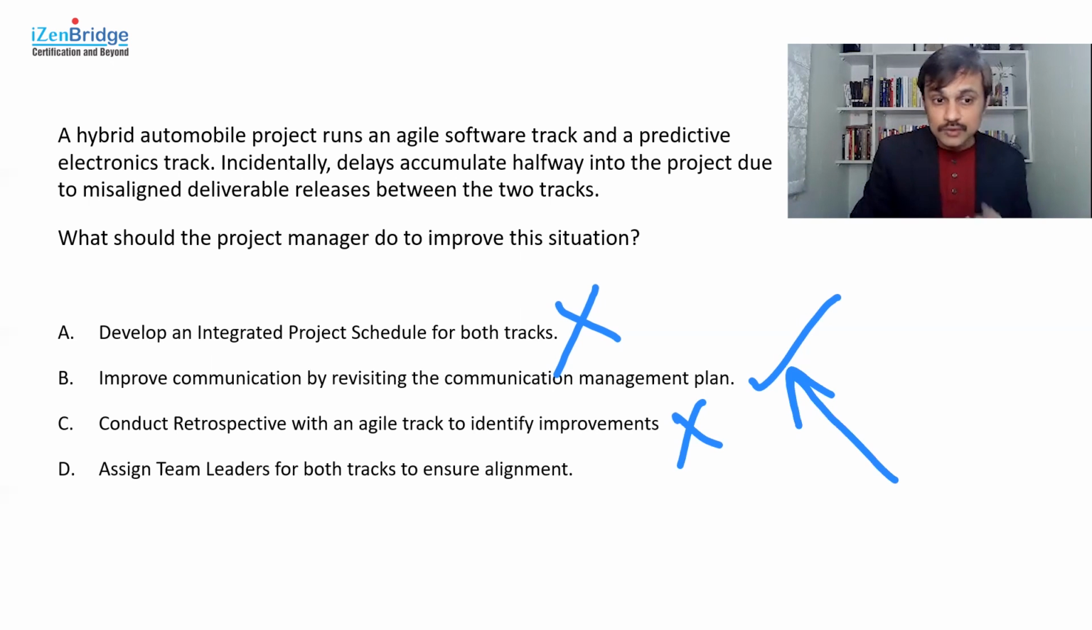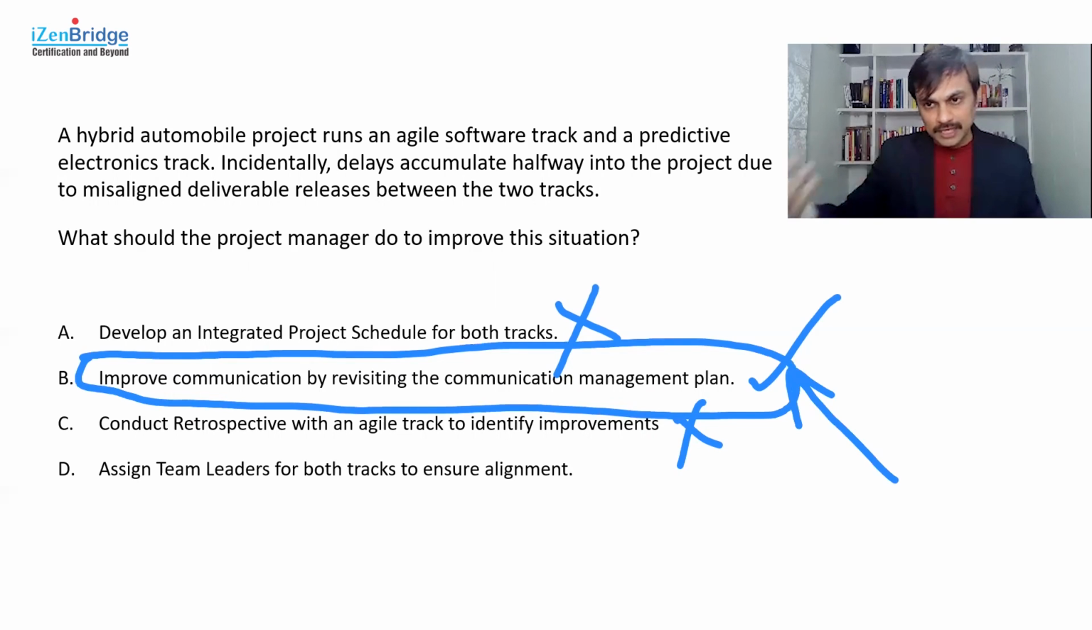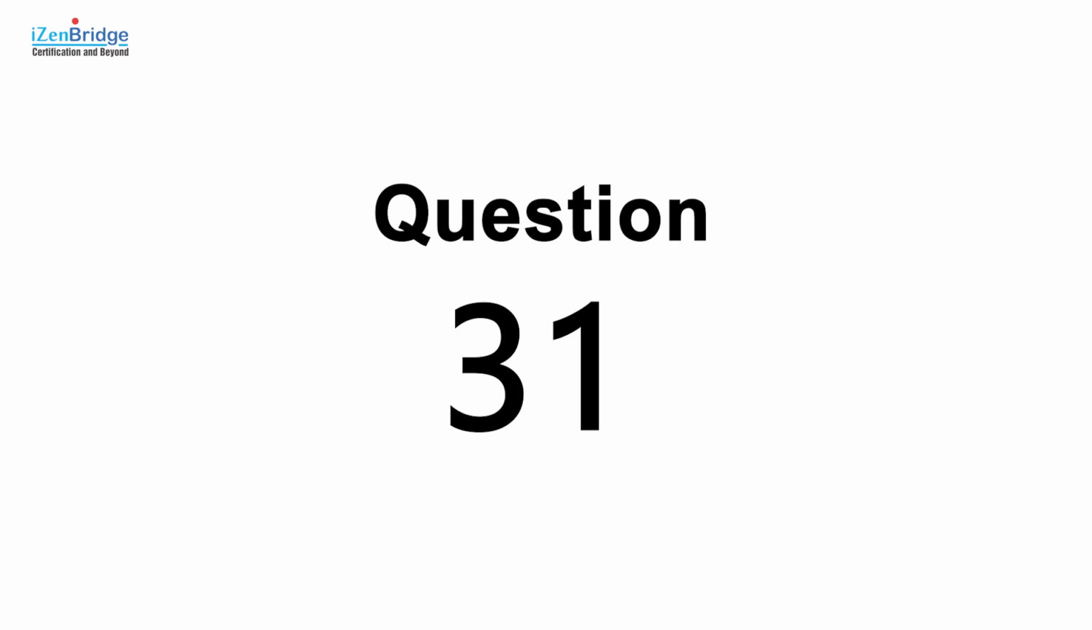So out of B and D, I see B is more agile, more systematic, more integrated. And that's why I pick option B, which is saying improve communication by revisiting the communication management plan. You can revisit in multiple ways. There could be many other options, but again, in the PMP exam, we need to pick the option out of our available options.